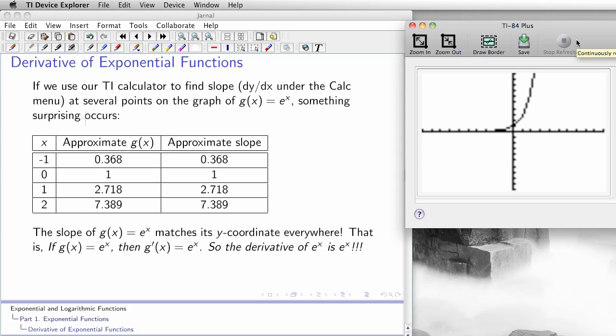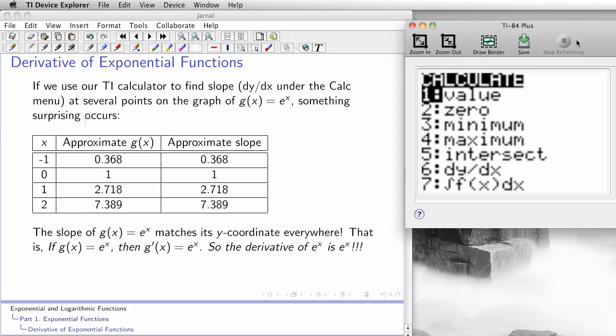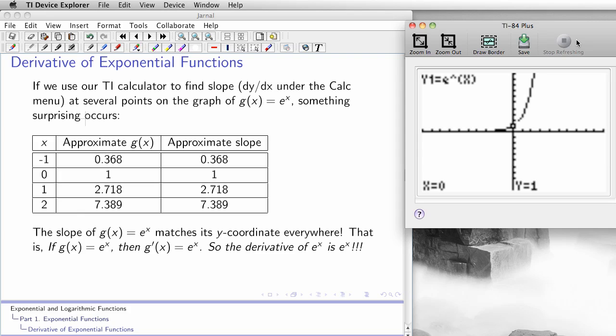And then I can use the calc menu. Remember, once I have a picture on the screen, that's above the trace button on your calculator. So second trace brings up calc. Option 6 is the slope. And I can either put my cursor on a coordinate. So let's say I put my cursor on x equals 2, for example. And it tells me that the slope is 7.389, which is what I have written down in the table.